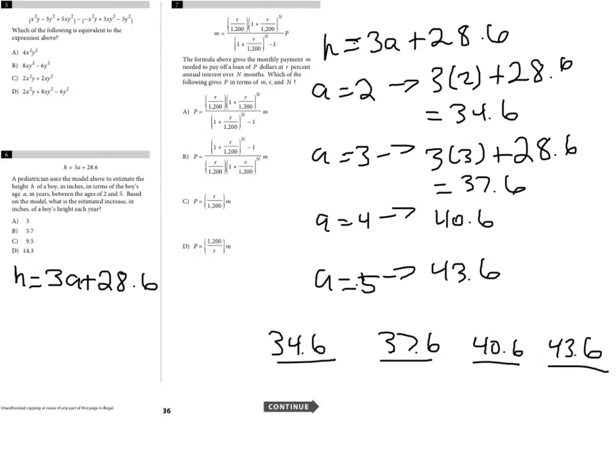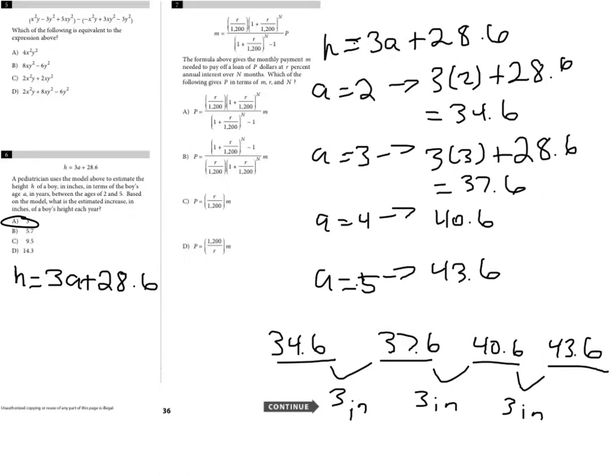Perfect. So then, between ages 2 and 3, how much did he grow? Looks like he grew 3 inches. What about between ages 3 and 4? Same 3 inches. And for 4 and 5, same thing, 3 inches. So, what is the estimated increase in inches of a boy's height each year? Looks like it was just 3.